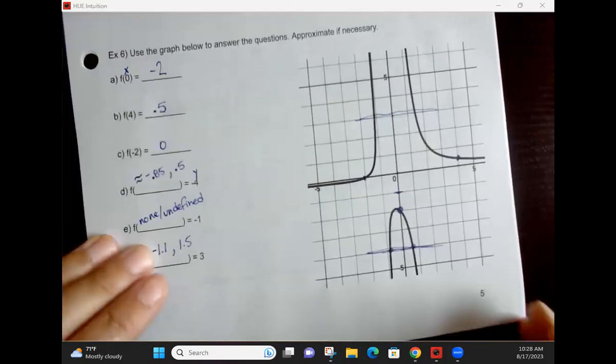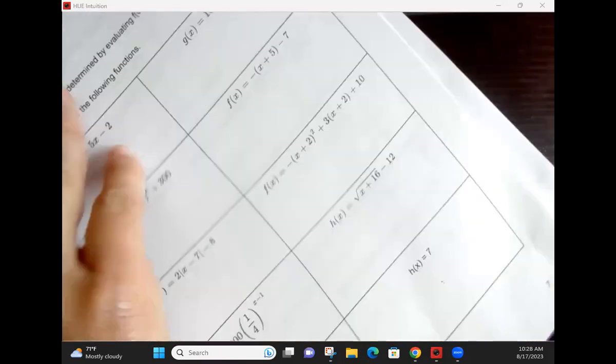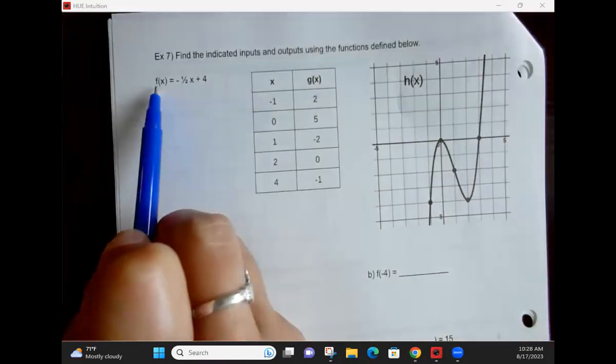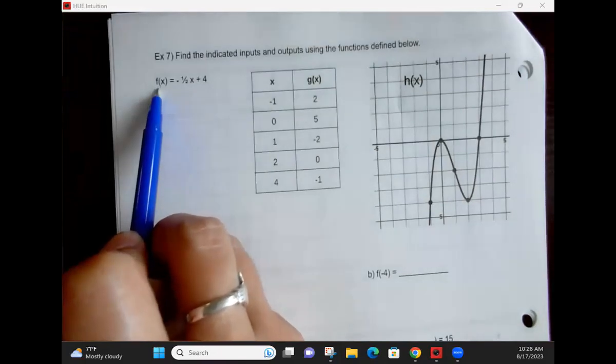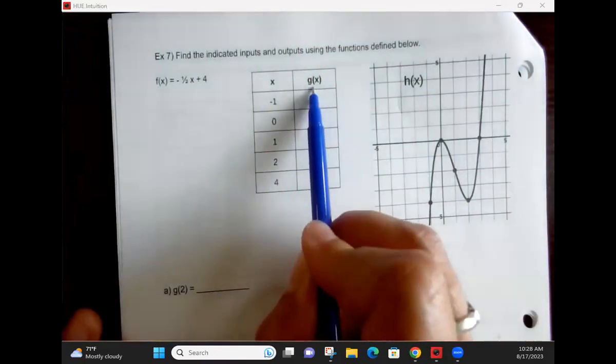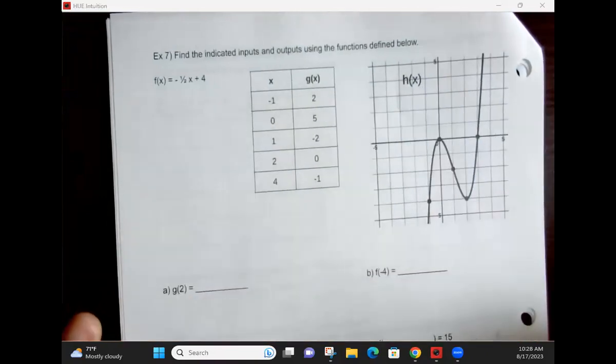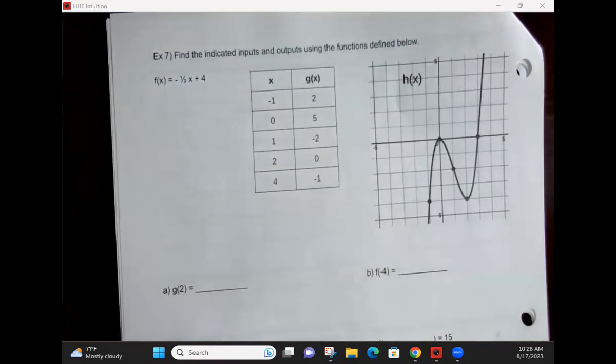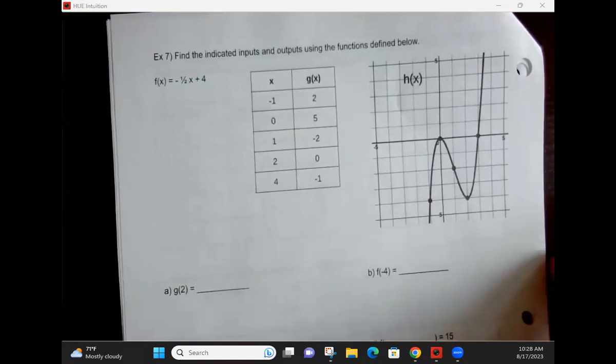On the next page, we've done all these things separately. Now let's do them all together. So you have 3 different functions here. One of them I called f of x. The one in the table I called g of x. And then this guy I called h of x. So be careful, pay attention to what function you're looking at. And then you are just giving me those corresponding inputs or outputs, okay? So take a couple of minutes, work through example 7, hold off on example 8 for just a minute.